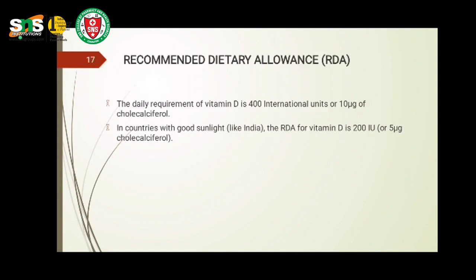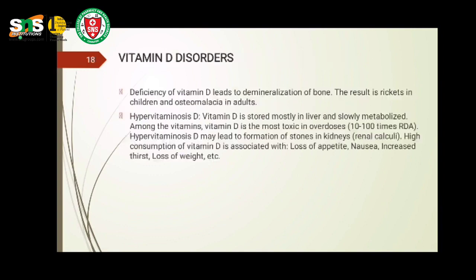Then, the recommended dietary allowance of vitamin D is 400 international units or 10 microgram of cholecalciferol. In countries with good sunlight like India, the RDA for vitamin D is 200 international units or 5 microgram of cholecalciferol.